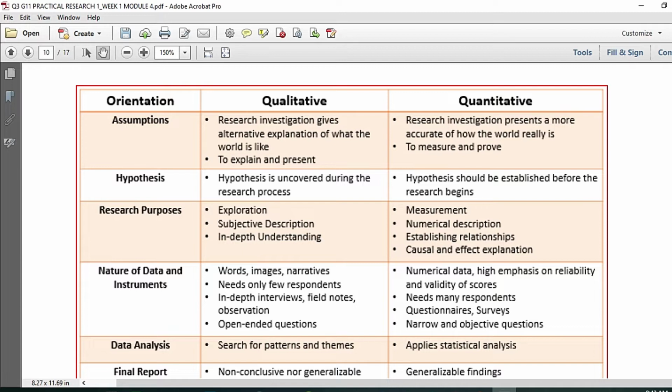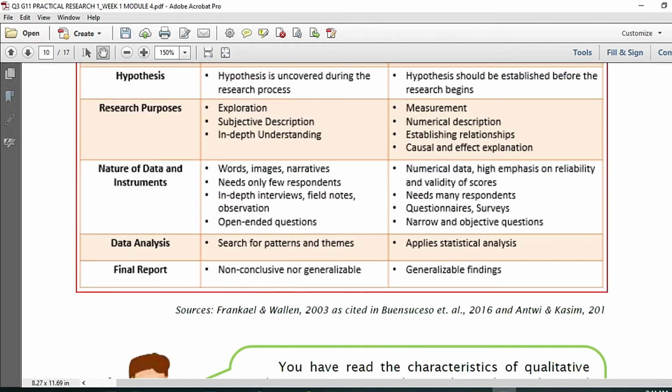Okay, for research purposes, so exploration, subject description, in-depth understanding, that is for qualitative. For quanti, measurement, numerical description, establishing relationship, cause and effect explanation. Okay, that is for research purpose. Then let's go to nature and data instruments. So in quali, we have words, images, narratives, and it needs only a few respondents. For data gathering, we have in-depth interviews, field notes, observation. And the question, or the RQ, is open-ended questions.